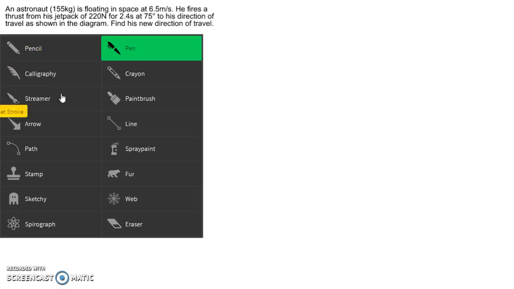And the diagram just has a line going at 75 degrees, right? So you'd have your astronaut and his added momentum. So first let's draw our own diagram to demonstrate what's happening. So you'd have the astronaut's original momentum, and we can draw a vector because we have a direction and a magnitude.